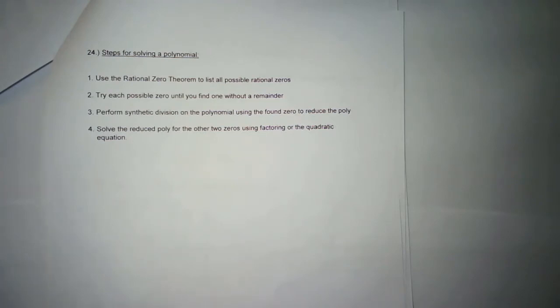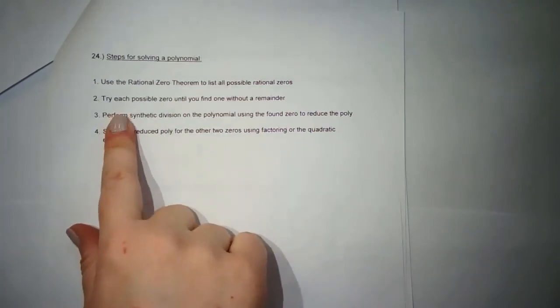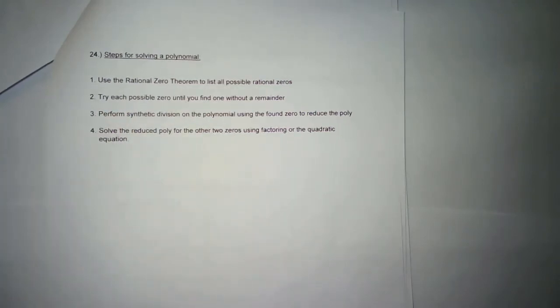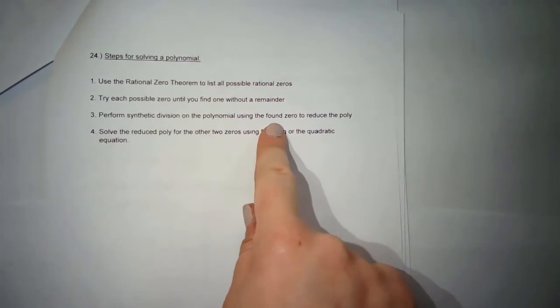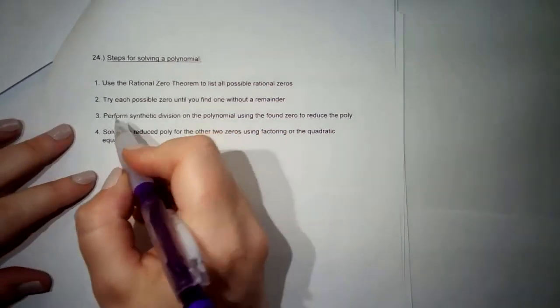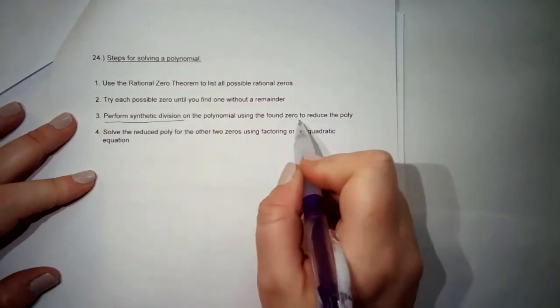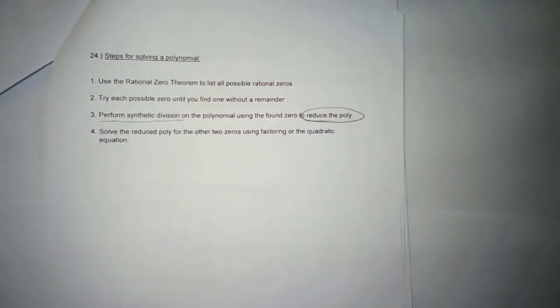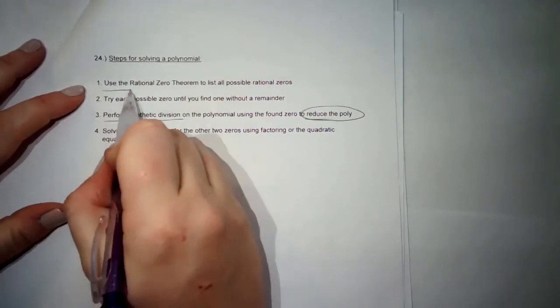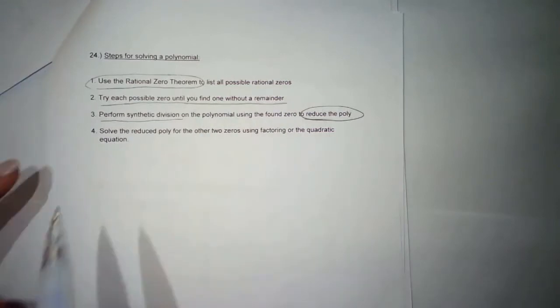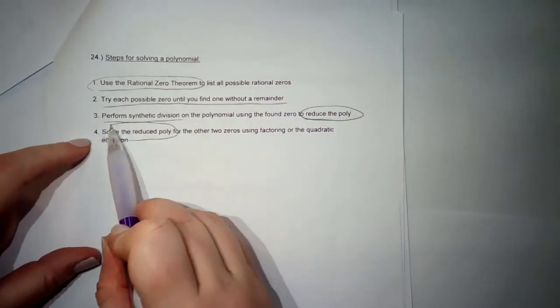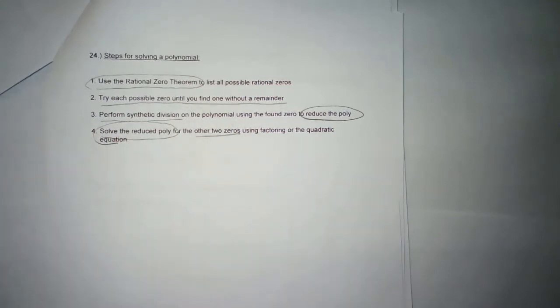So what is the rational zero theorem? That's the thing we did with the plus and minus factors on the top and the bottom, right? So step one, you have to use that. Step two, try each one until you find one that works, okay? Number three, use synthetic division to reduce the poly. The key here is synthetic division to reduce the poly. That's the key word there, okay? So we can use the rational zero theorem, try each one till you find one without a remainder. Then number four, solve the reduced poly for the other two zeros, okay?